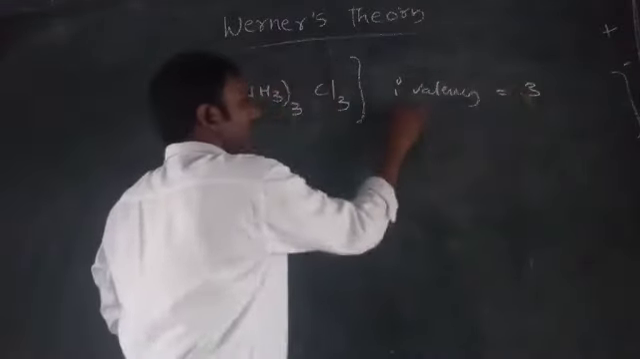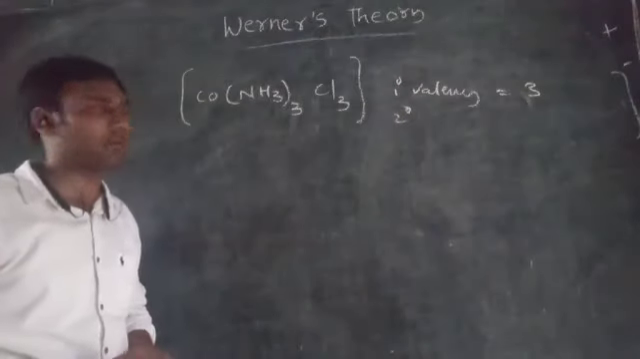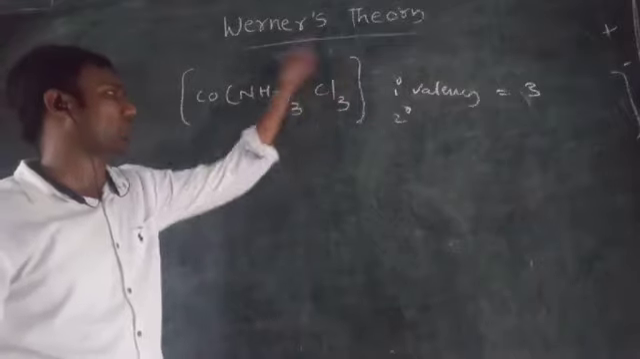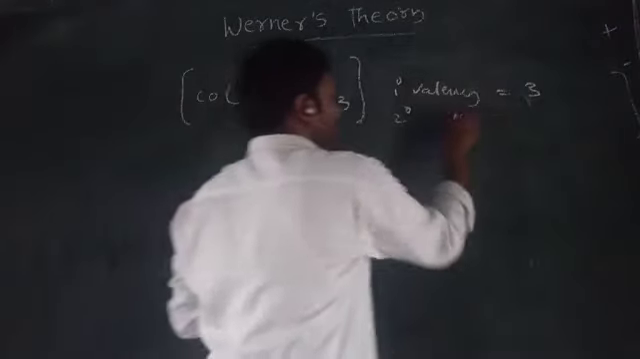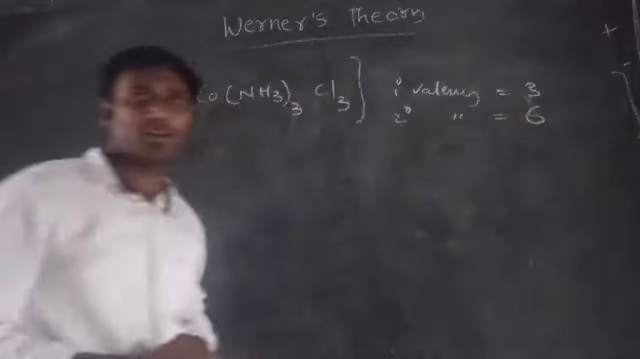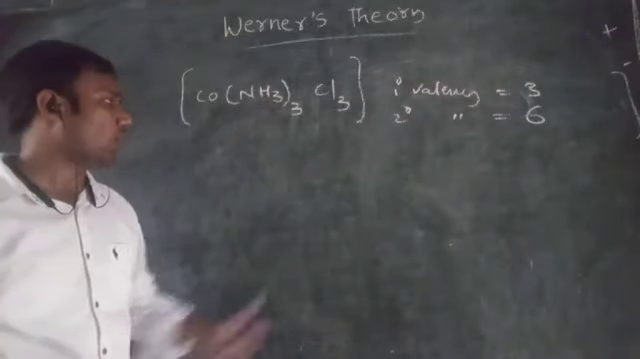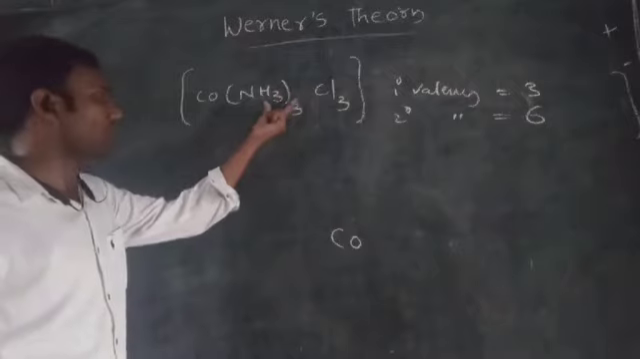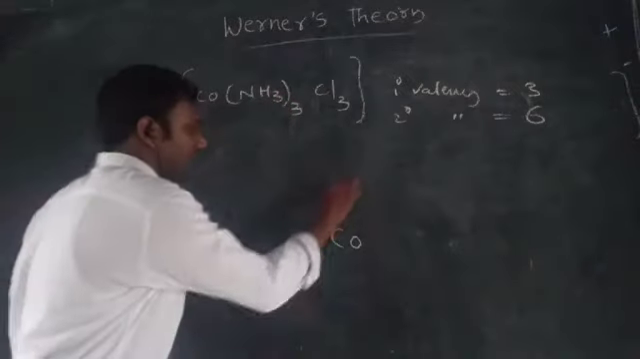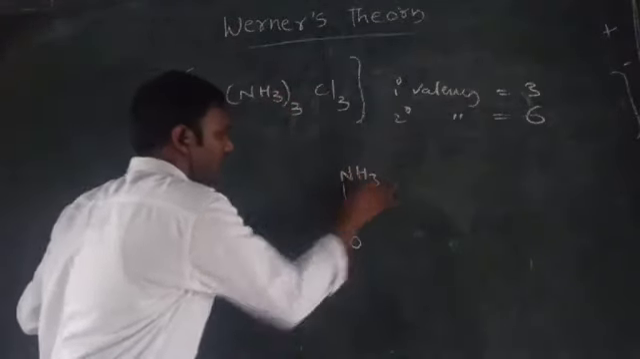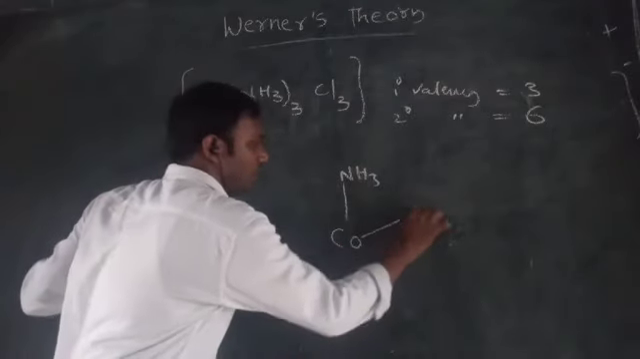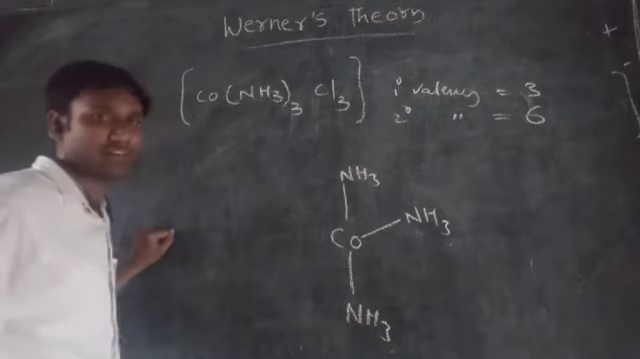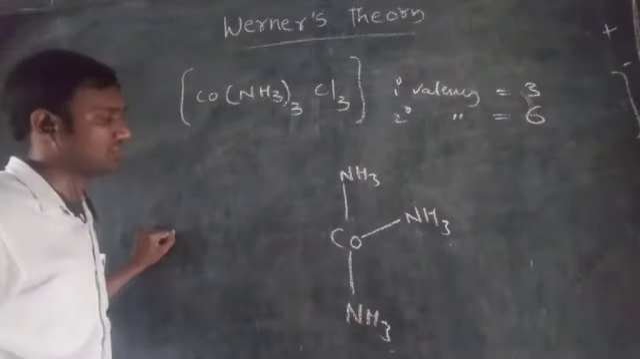Next, what is the secondary valence? Secondary valence is nothing but the number of electron pairs donated. 3 electron pairs are donated from the ammonia, 3 electron pairs are donated from the chlorine. Totally 6 electron pairs are donated. That means the secondary valence is 6. Now you have to draw the structure of this one. So cobalt. Ammonia is the ligand, donating one electron pair each. 3 ammonias are present, showing secondary valence, so I am writing them with straight lines only.